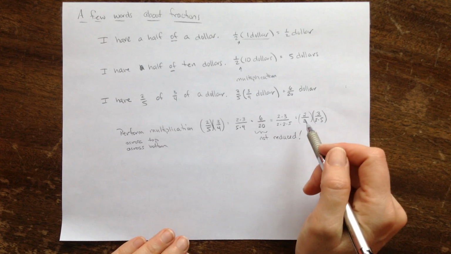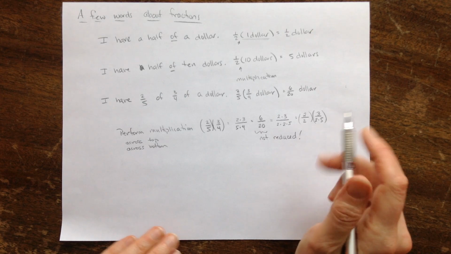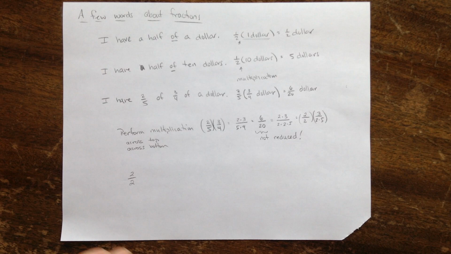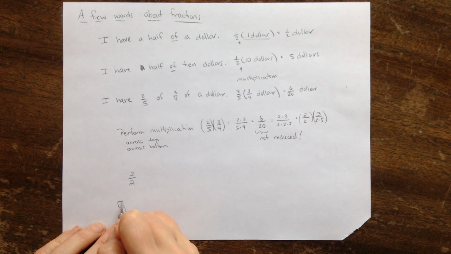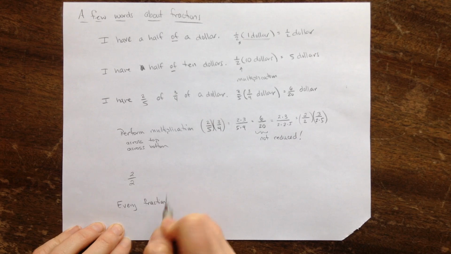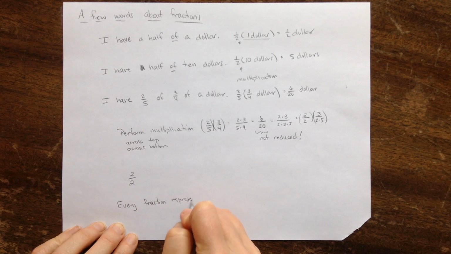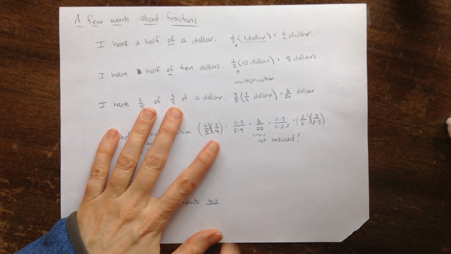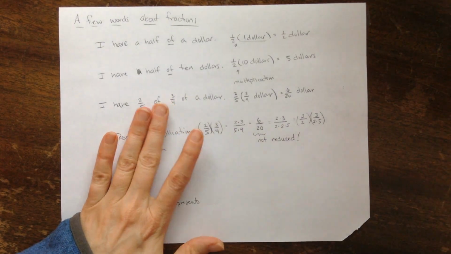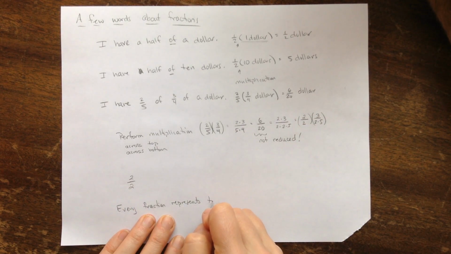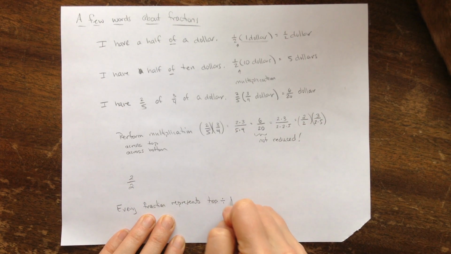And now this 2 over 2 is an interesting number, because when you have a fraction, every fraction, this one and all of them, every fraction represents the top divided by the bottom.